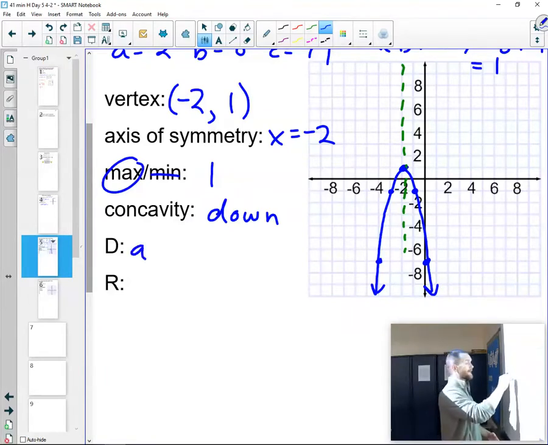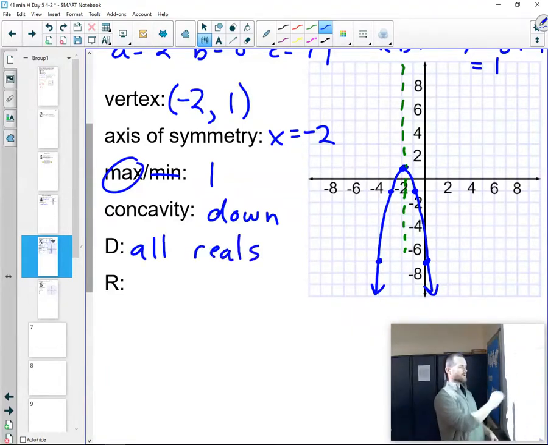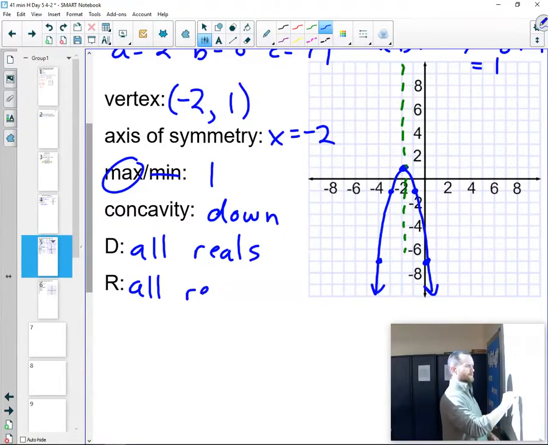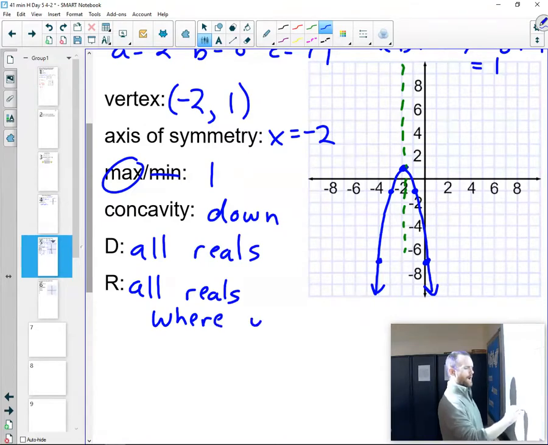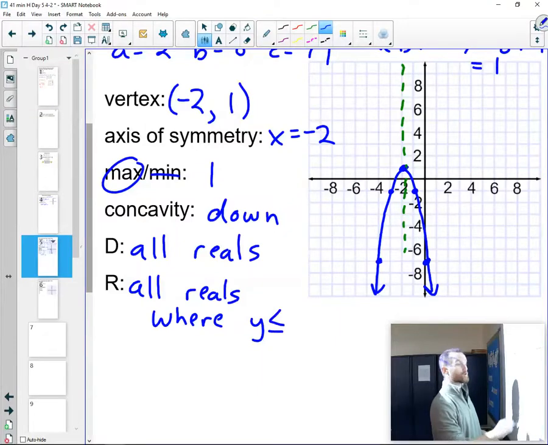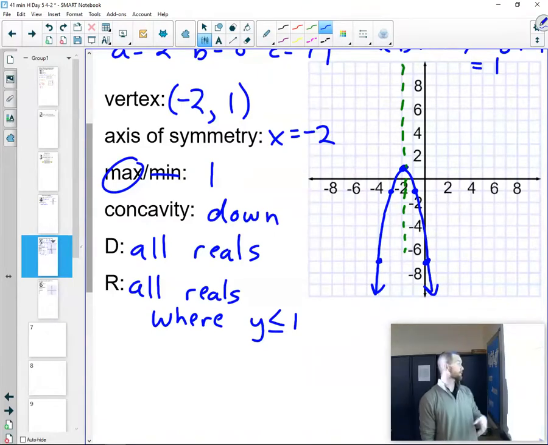The domain of any quadratic is all reals. And the range, it's going to be all reals where y is, it was a maximum, so y is going to be less than or equal to 1. There we go. You can also write those in set notation. It doesn't make a difference. It's example 1 down.